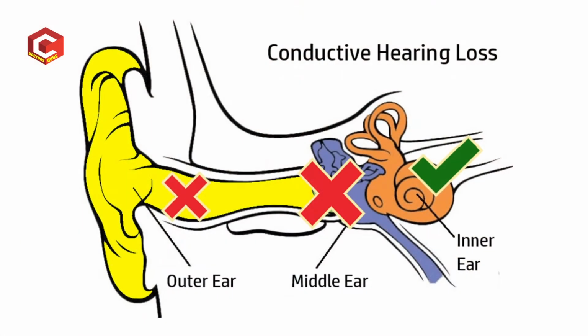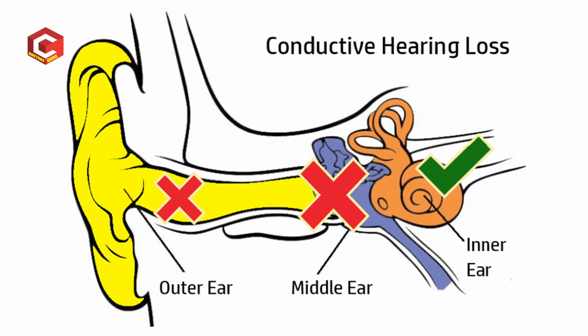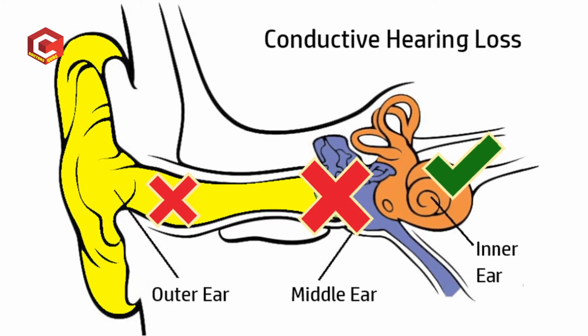There are basically three types of hearing loss. One is conductive hearing loss. Conductive hearing loss is usually caused by an infection in your ear, or bone dislocations or discontinuity in your bones, or eustachian tube dysfunction.